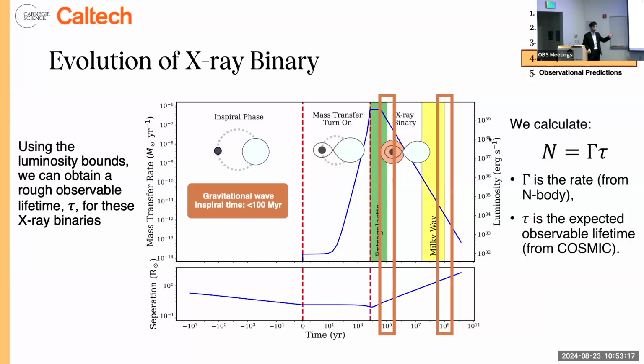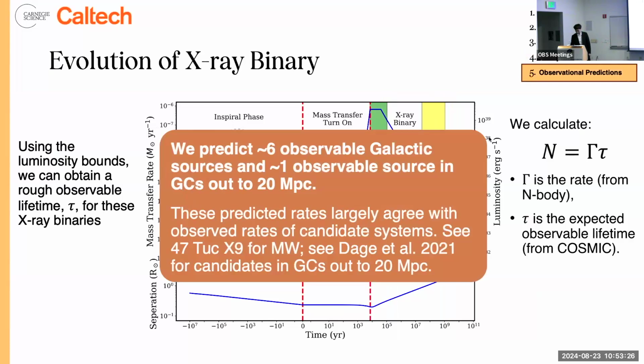Now that we have a collision rate and also an observable lifetime for each system, multiplying them together produces predictions for how many of these systems we expect to observe currently. We predicted around 6 observable galactic sources and 1 observable source in globular clusters out to 20 megaparsecs. The nice thing is that these predicted rates do largely agree with the observed rates of candidate systems. Like I said before, we have 47 Tuc X9 as a very prominent candidate in the Milky Way, and we also have a few strong candidates in extragalactic globular clusters.